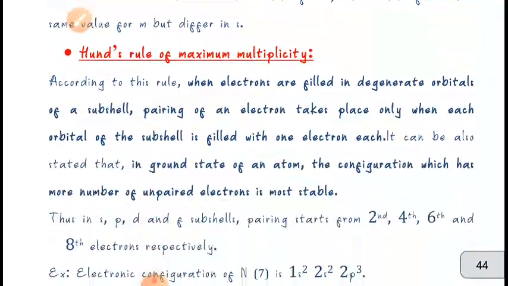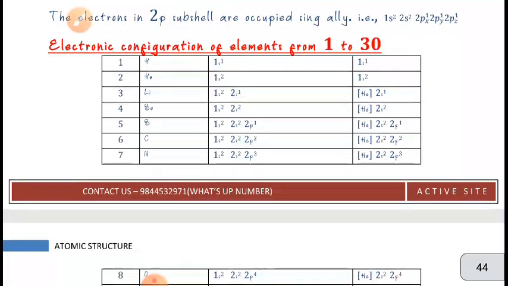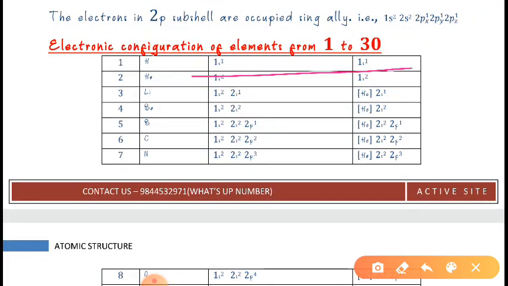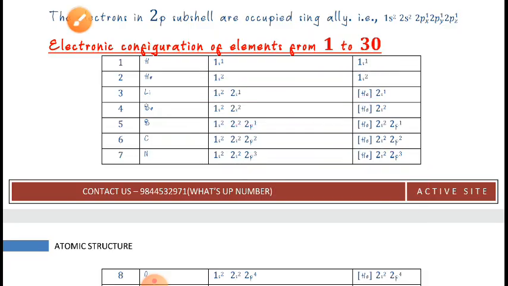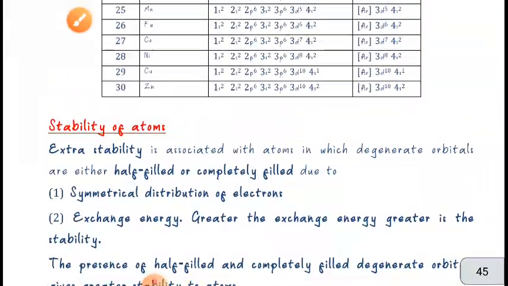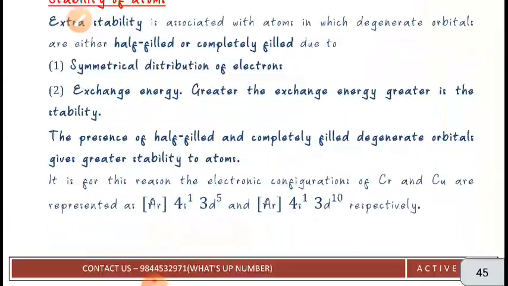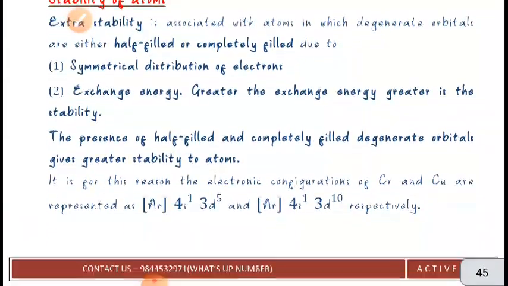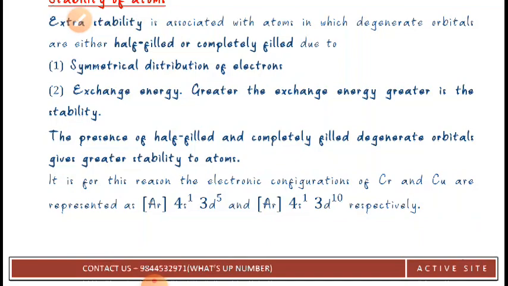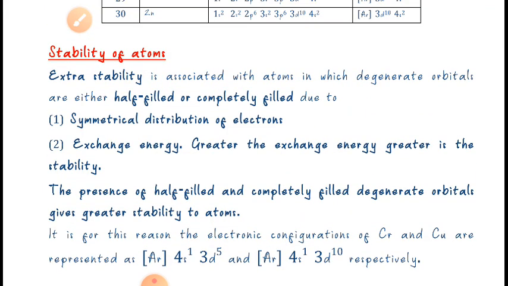Okay, I hope you have understood this. Now next you can see some of the electronic configuration is given here. The electronic configuration of elements 1 to 30 is given here. So you can see here, and the exceptions I have already told you. Now next is stability of atom.